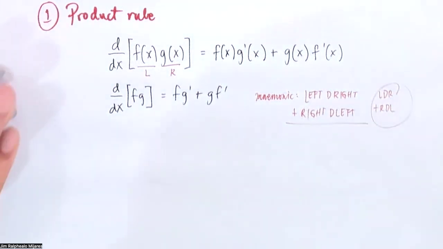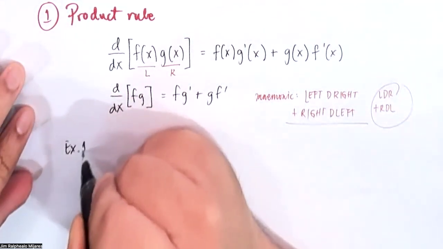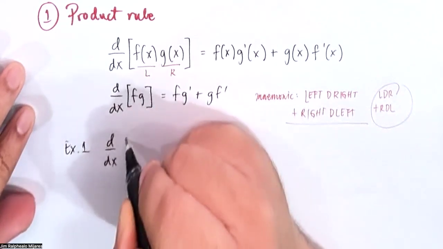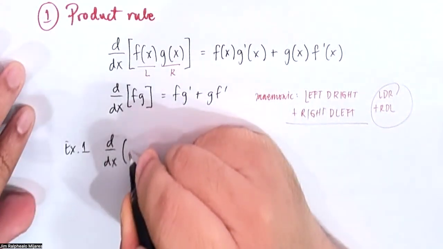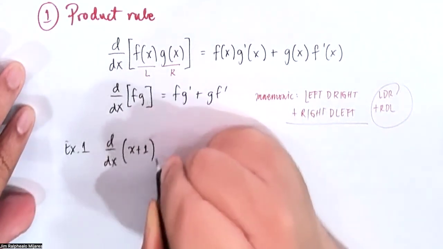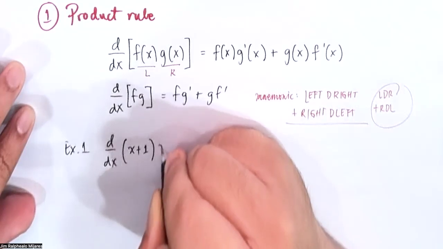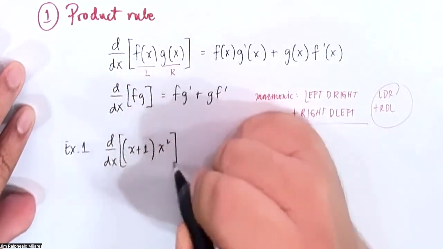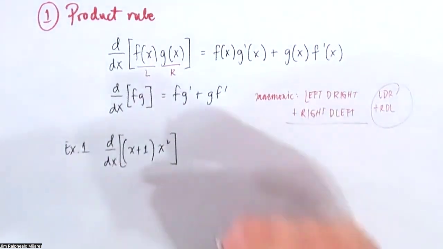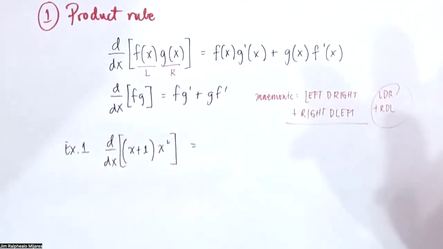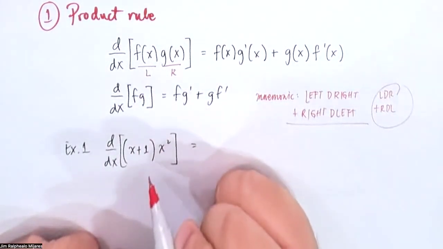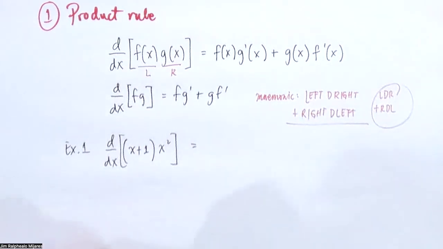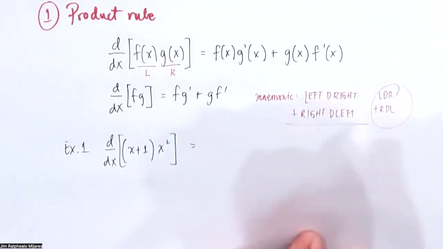So for example, what is the derivative of, say, x plus 1 times x squared? Just an example. So there are two ways to solve this. The first way, of course, is you can distribute, and that would be okay as well. But let's do the product rule.